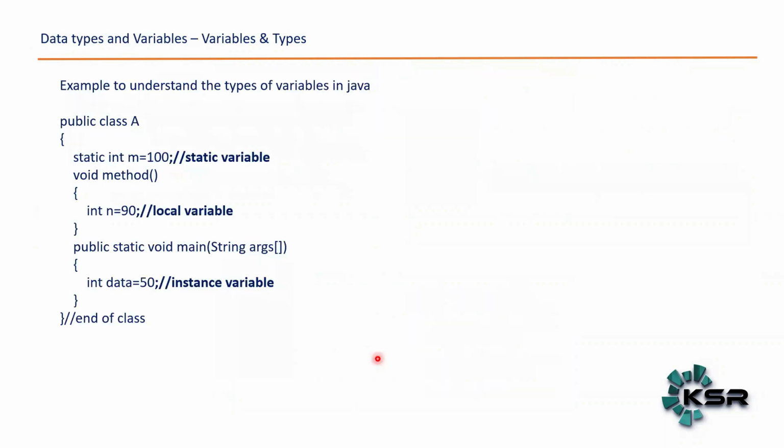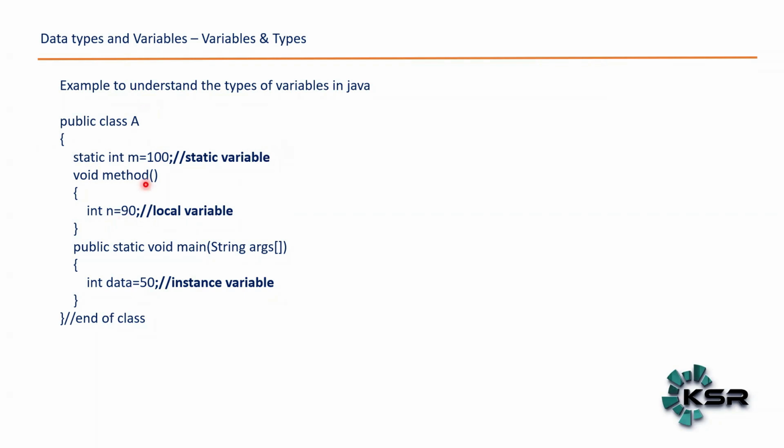Memory allocation will be only one. Simple example here. A static variable has to come with the keyword static. Int m equal to 100. Once it is initialized, you cannot change the value. You can create any number of instances of the class, and this value will not change at all.